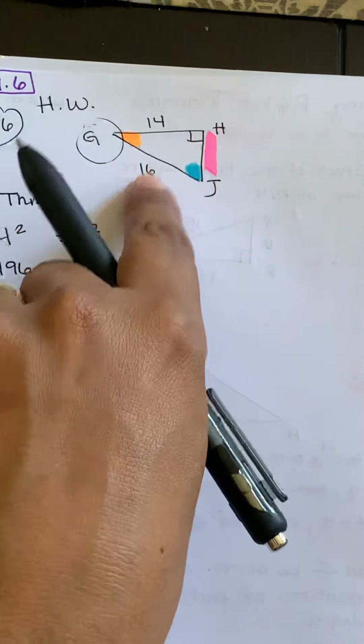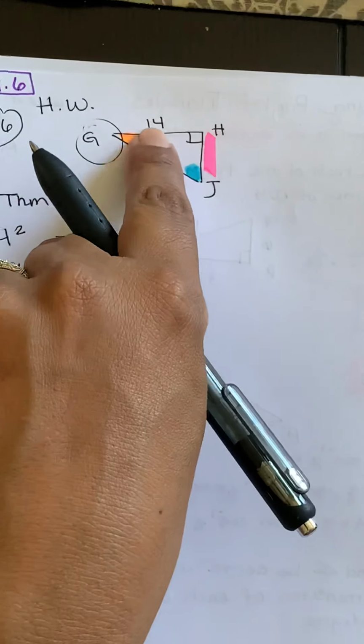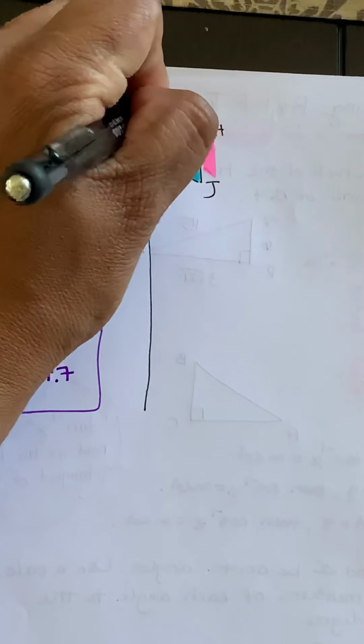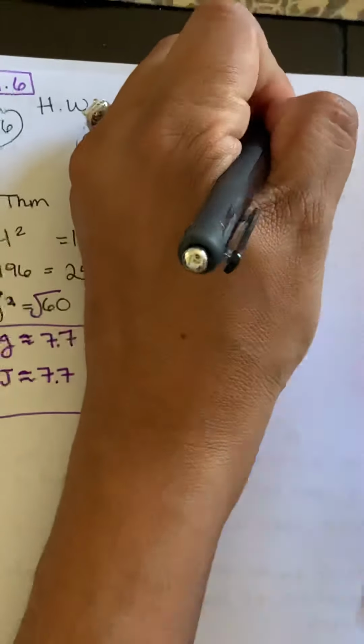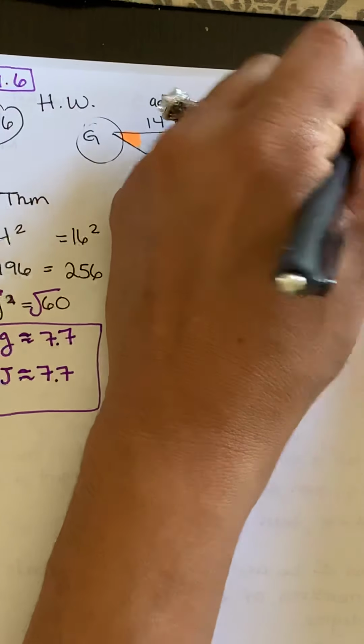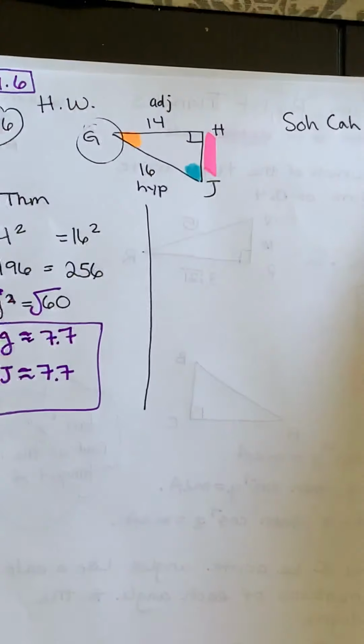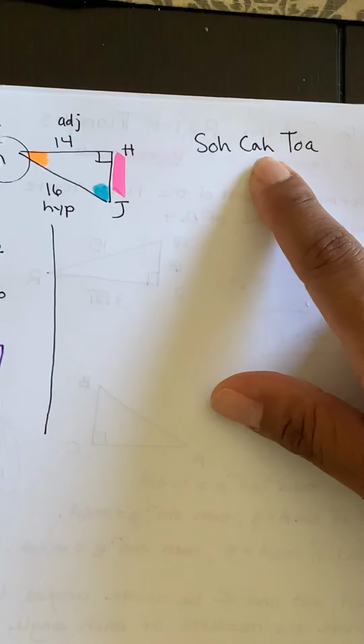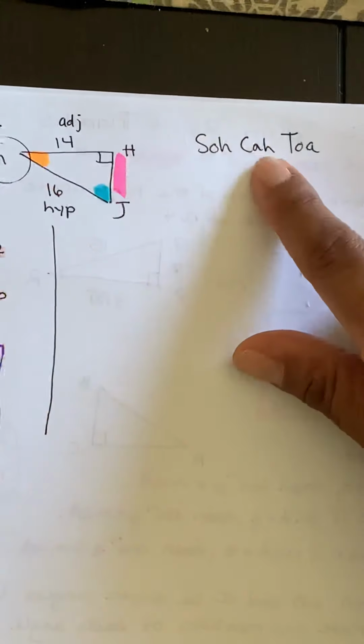What does 16 represent? Well, 16 represents the hypotenuse. And 14, it's not opposite, because opposite would be HJ. It's actually adjacent. So you're asking yourself, what trig function from SOHCAHTOA has adjacent and hypotenuse in it? Adjacent and hypotenuse is cosine. So what we're going to do is, we're not going to use cosine adjacent over hypotenuse. We're trying to find the angle measurement. So you have to use the inverse trig function.